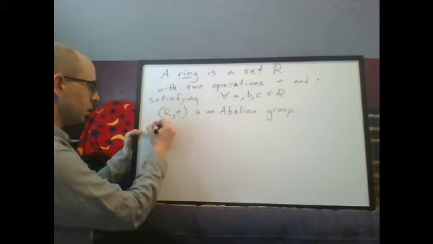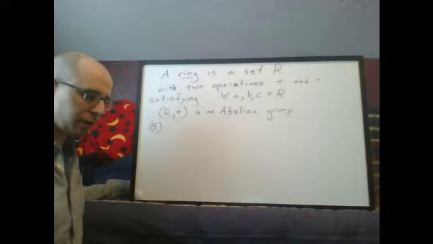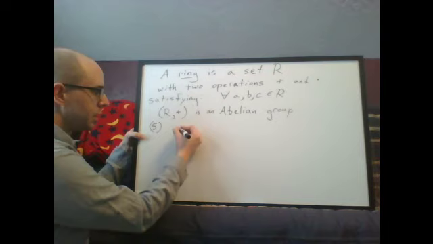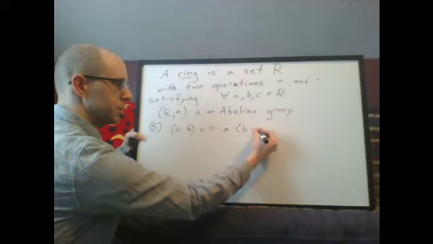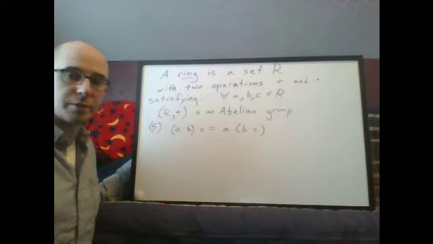So now let's go on to the other conditions. We have to have a few things be true about multiplication. The first is A times B times C is the same thing as A times B times C, with the parentheses there. So we have associativity for multiplication.